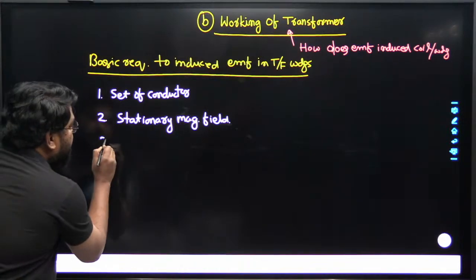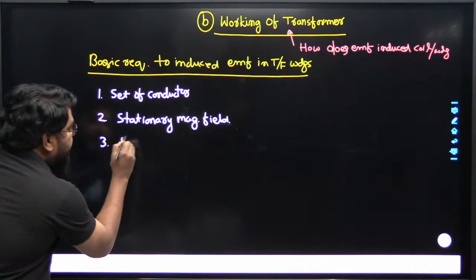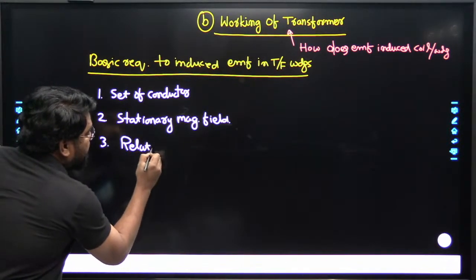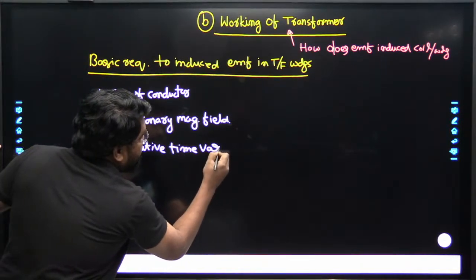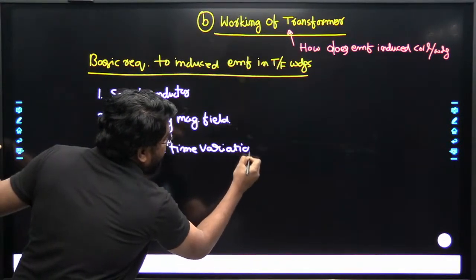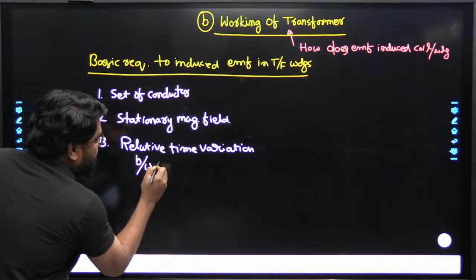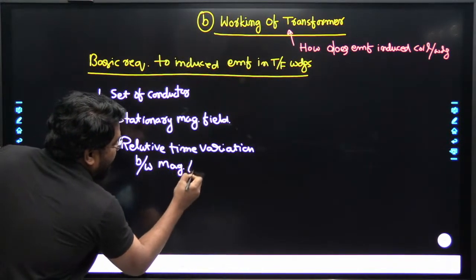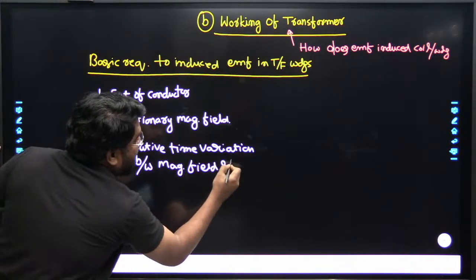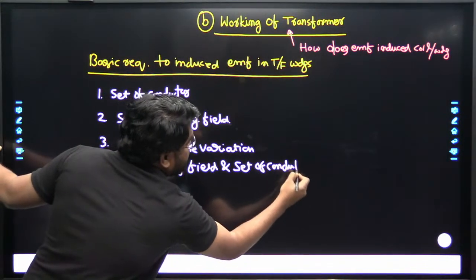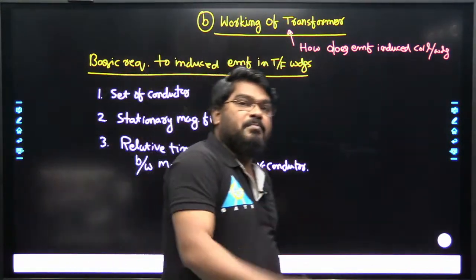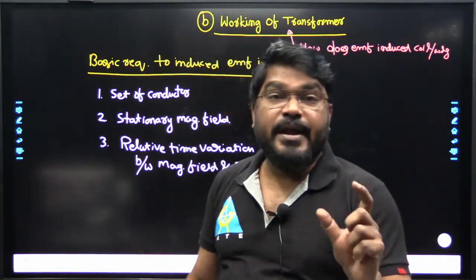And the third requirement is the relative time variation between the magnetic field and the set of conductors. All of you clear on this point? So these are the three requirements to induce the EMF in a transformer.